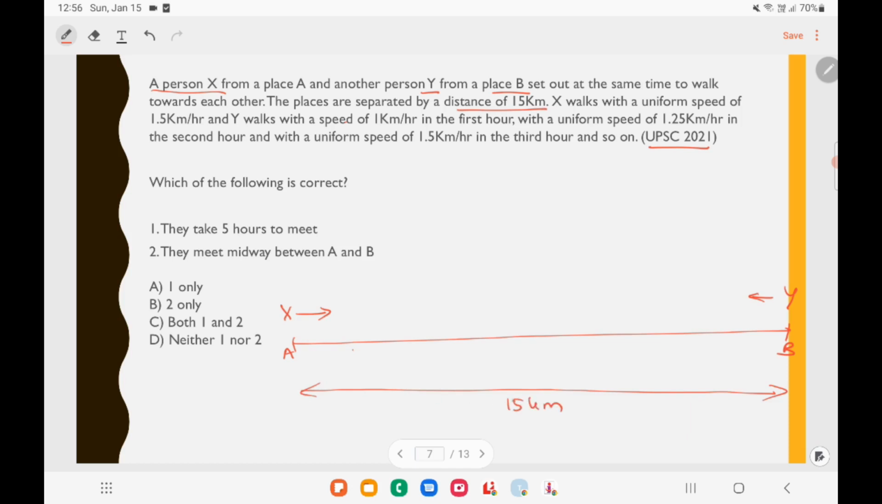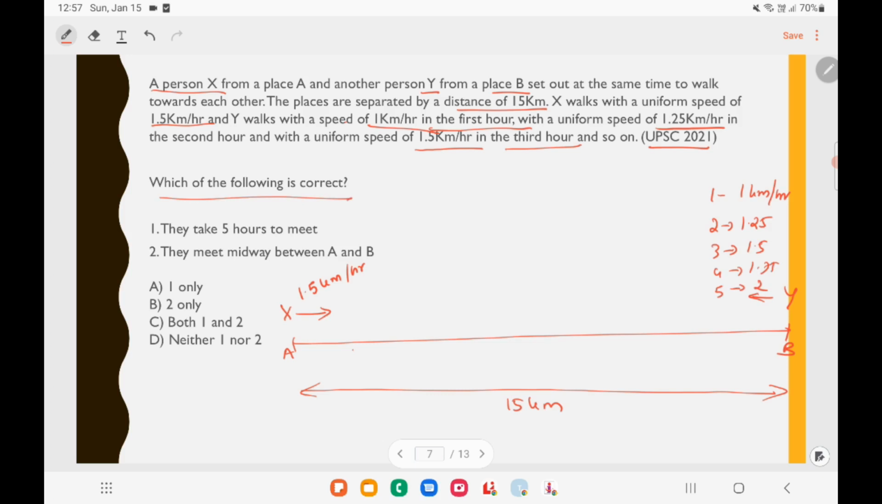Okay. X walks with a uniform speed of 1.5 km per hour. So X is moving with 1.5 km per hour. And Y walks with a speed of 1 km per hour in the first hour. That is the speed. And then with a uniform speed of 1.25 km per hour in the second hour. And with a uniform speed of 1.5 km per hour in the third hour, and so on. That means in the fourth it will be 1.75, in the fifth it will be 2, like that.